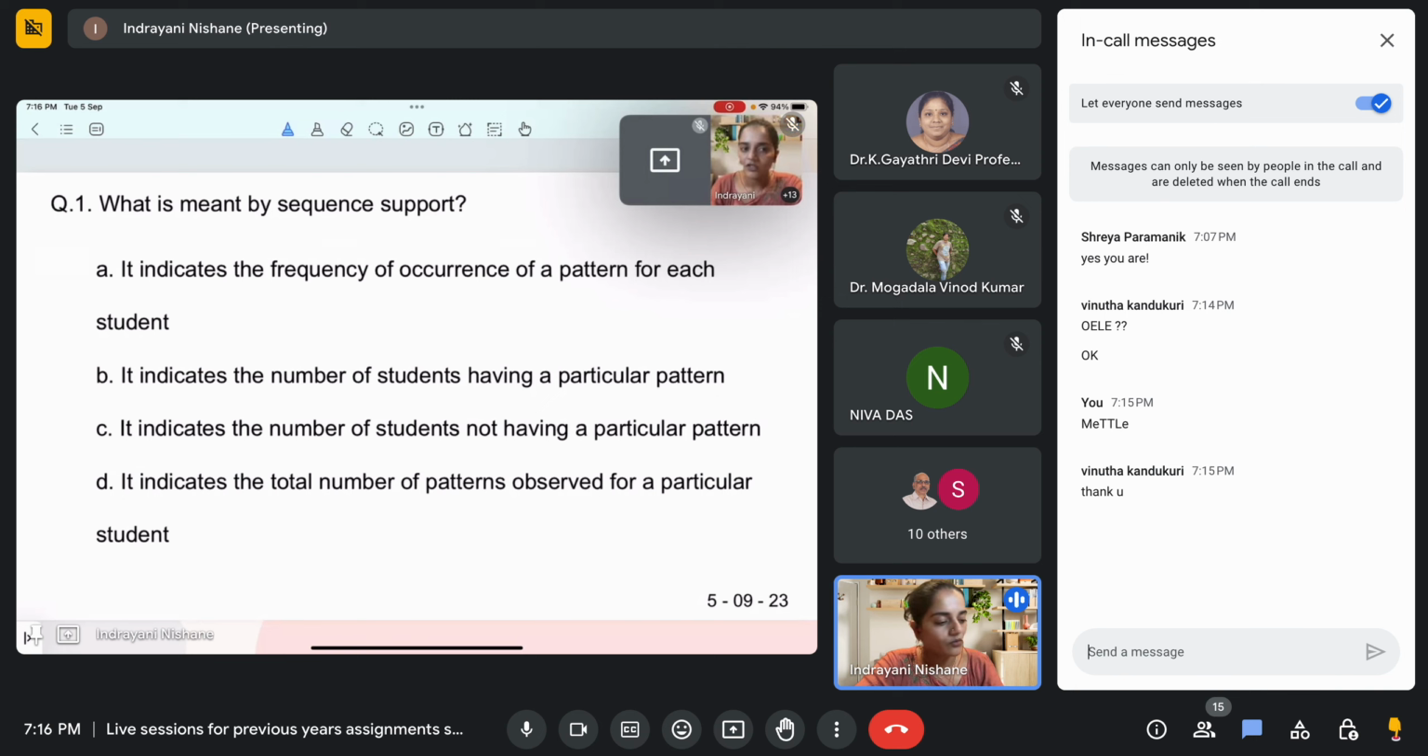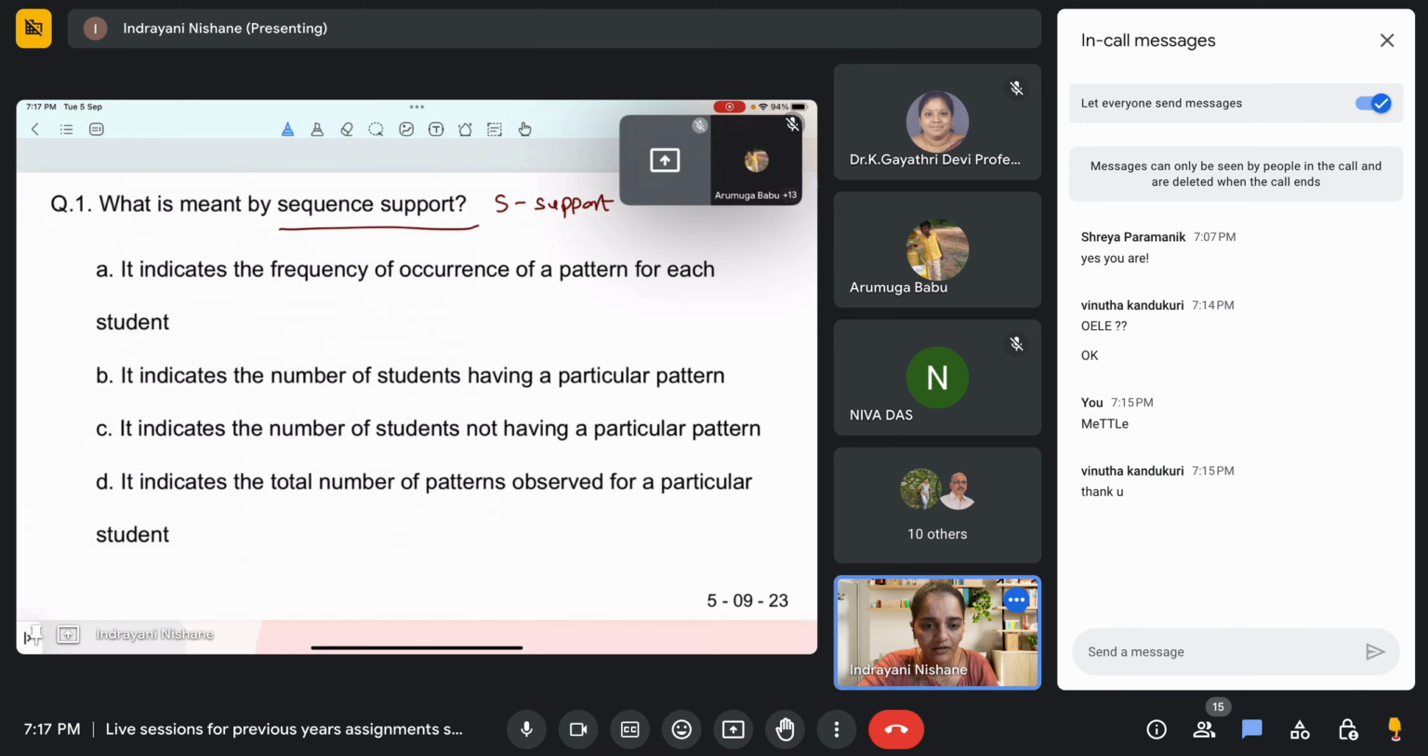Okay. So this is regarding the definition of sequence support or S support. Option A says it indicates the frequency of occurrence of a pattern for each student. Option B says it indicates the number of students having a particular pattern. Option C says it indicates the number of students not having a particular pattern. And option D says it indicates the total number of patterns observed for a particular student. So what do you think is the correct answer?